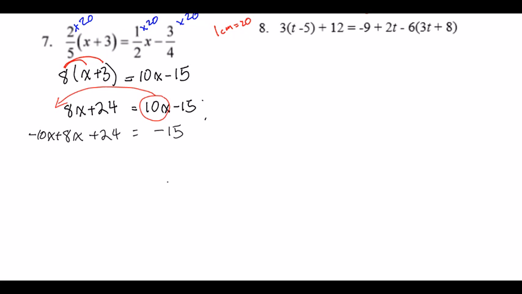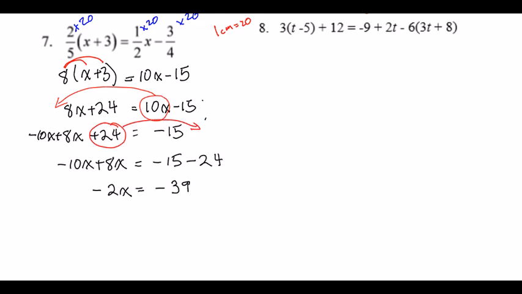We need to move 24 over to the end of the right equation. And we get this solution. Now, for our almost finished final step, we must add like terms, or collect like terms. And we end up with negative 2x equals negative 39.